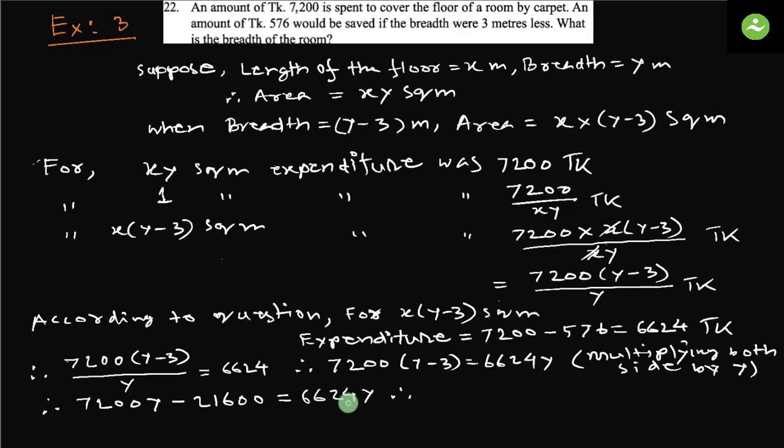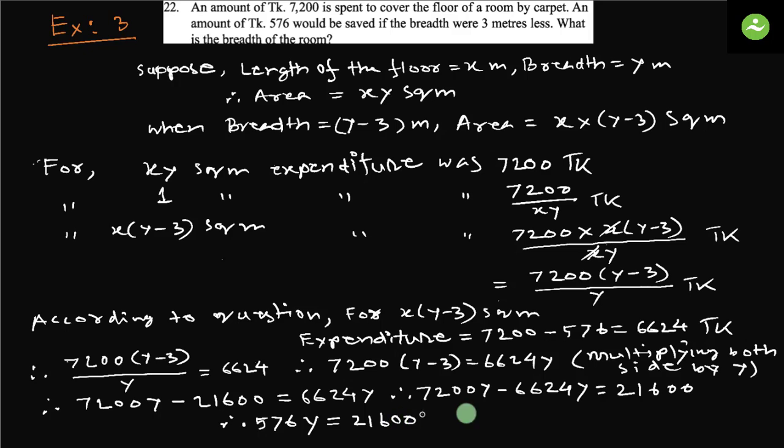Therefore, we can write 7200, put y on left side. So 7200y minus 6624y equals to, bring it on the right side and it will be positive, 21600. Therefore 576y equals to 21600. From here we get value of y.